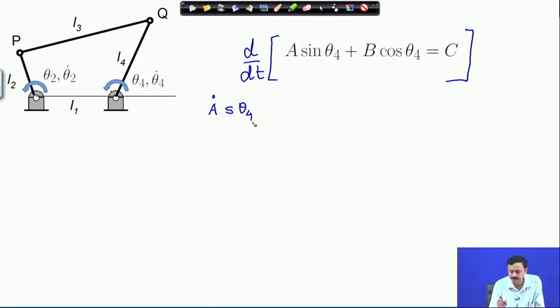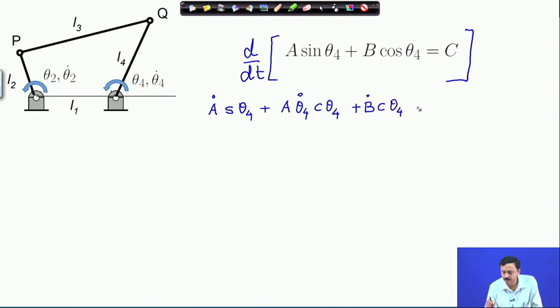S theta 4 stands for sin theta 4, plus A theta 4 dot, C theta 4 stands for cosine theta 4, plus B dot cosine theta 4 minus B theta 4 dot sin theta 4 is equal to C dot. So, this is what we will get by differentiating this expression with respect to time.